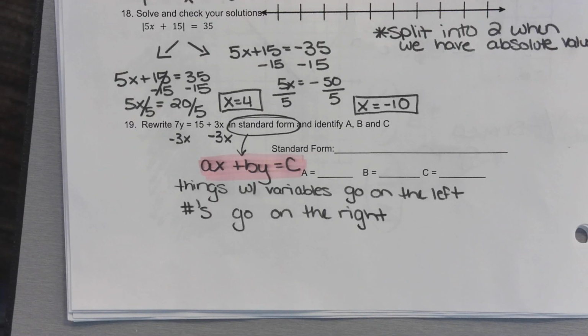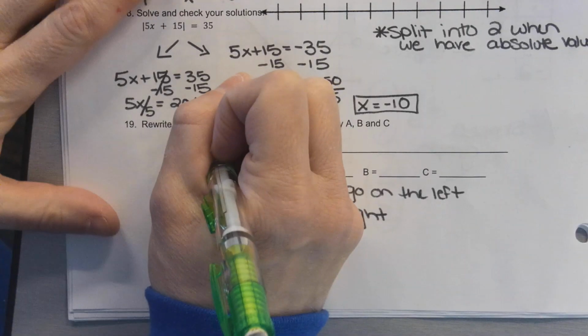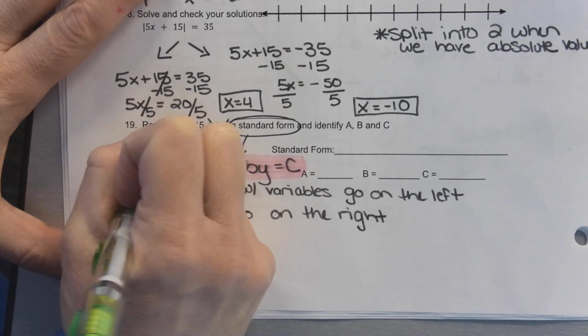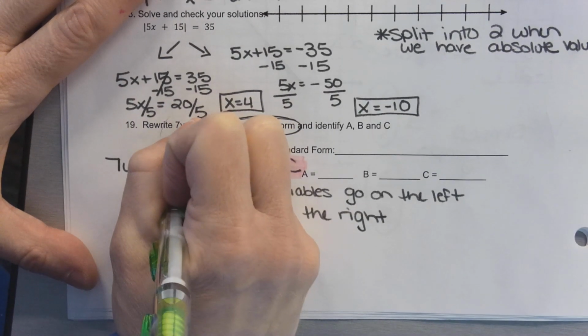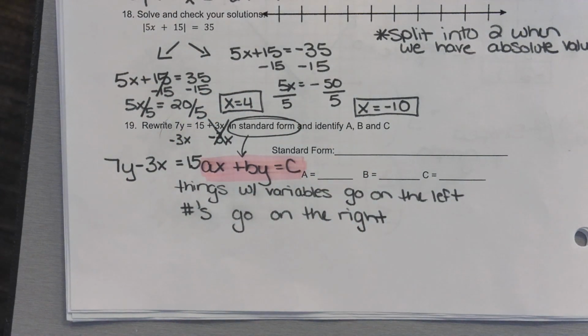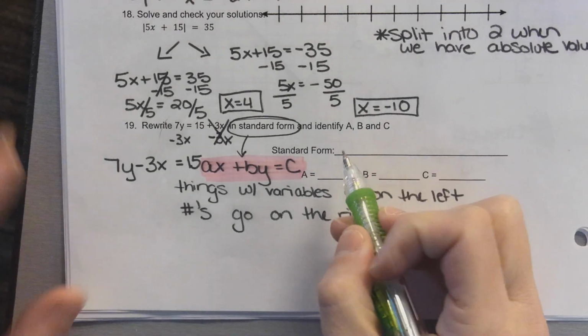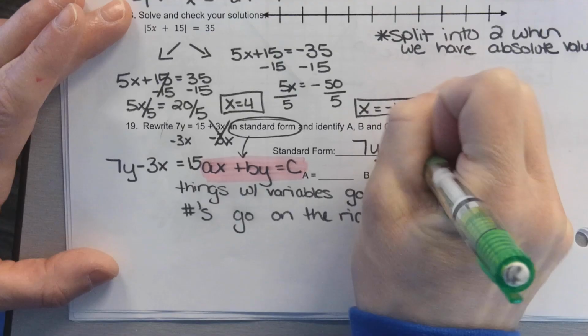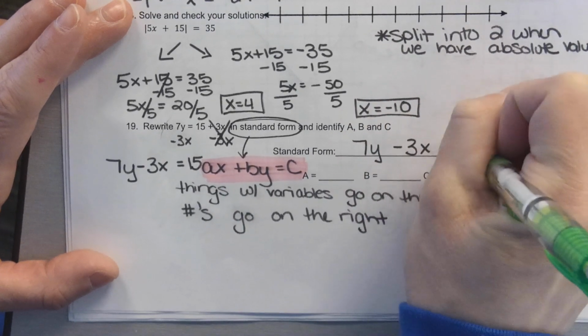No, they're not the same letters. They're not the same thing. So on the left, I have 7y minus 3x, and on the right, I still have 15. Are all my letters on the left? Yeah. Are all my plain old numbers on the right? Okay, so I'm in standard form at this point, so I'm going to write it in the blank. Standard form: 7y minus 3x equals 15.